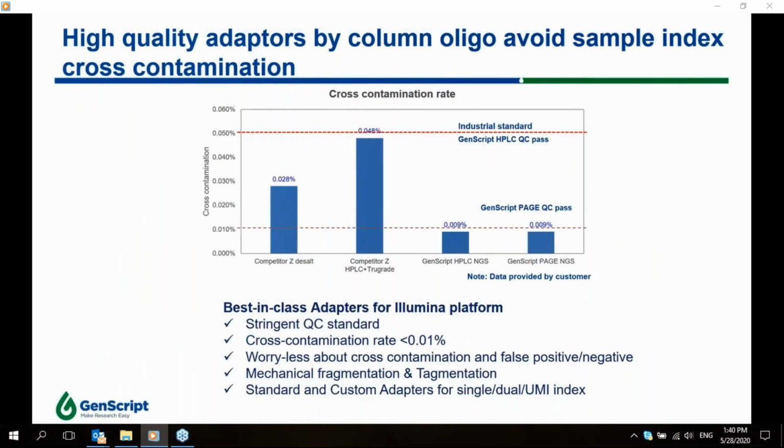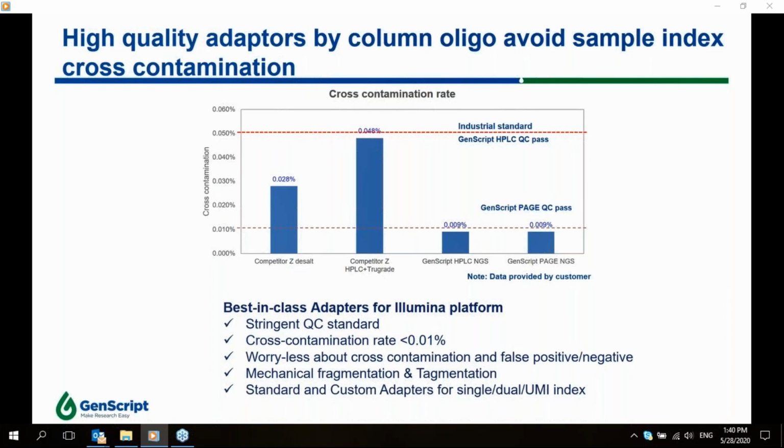And speaking of sample indices, as you know, they are used to differentiate sequencing reads of one sample from those of another sample after sequencing. So any misassignment of reads could lead to false results, especially in rare mutation calling. It is also critical that the sample indices are not in any way mixed up at the synthesis step. So oligos used for adapters are typically synthesized on columns and purified by either HPLC or PAGE gel.